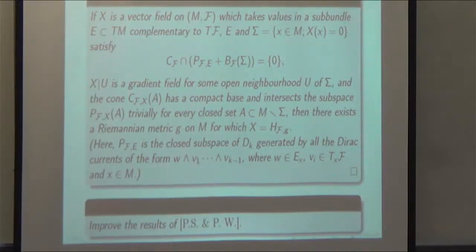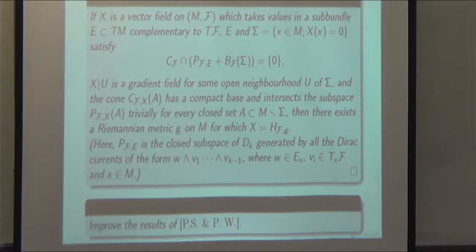Now, at the very bottom here you can see that PFE is the closed subspace of currents generated by all the Dirac currents of the special form, where W is an element of the fiber of my bundle E, and the V_i are tangent to F. So this is another space of currents to be considered.